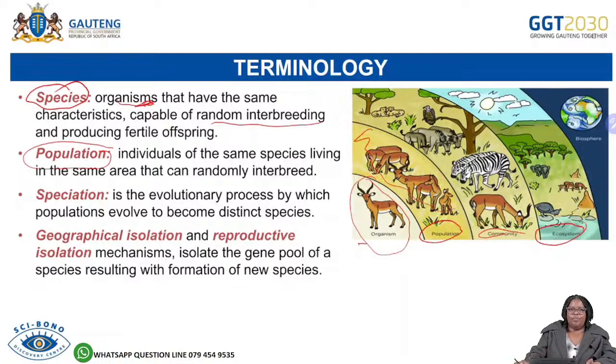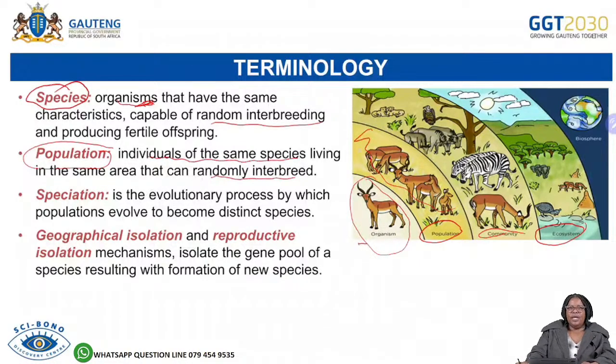Okay, what is a population? A population are individuals of the same species living in the same area, okay, that can randomly interbreed. So individuals of the same species living in the same area, okay.